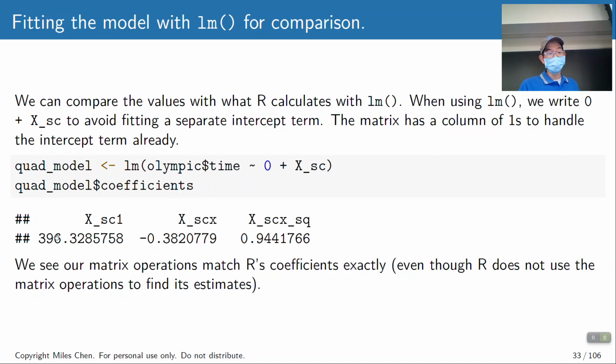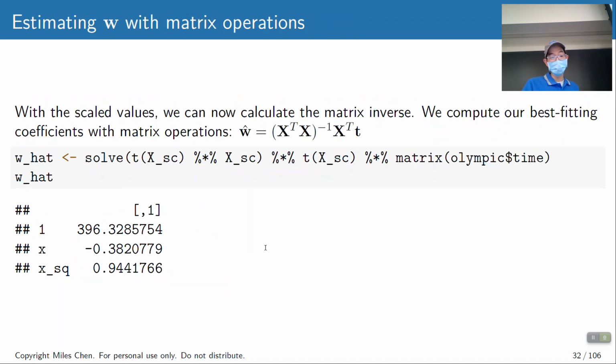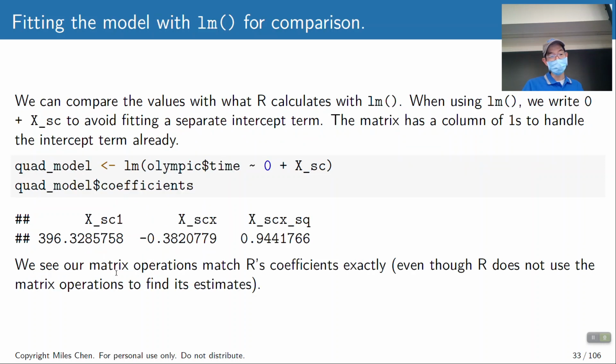And so when we do this, we get the intercept, the slope for the X variable, and the slope for the X squared variable, and we see that they match these values exactly: 396.328, negative 0.382, and 0.944.